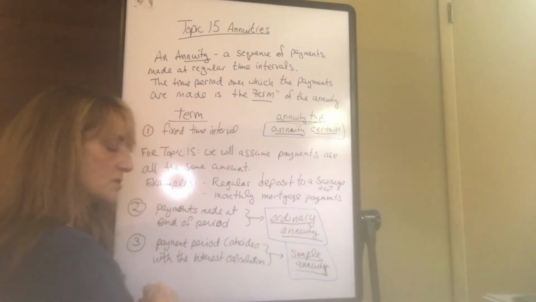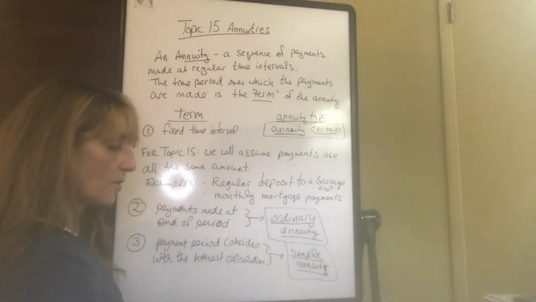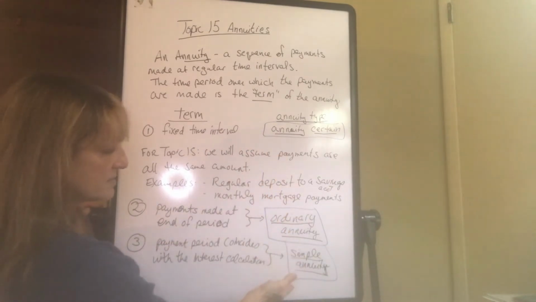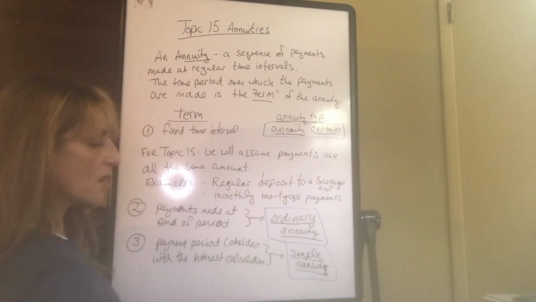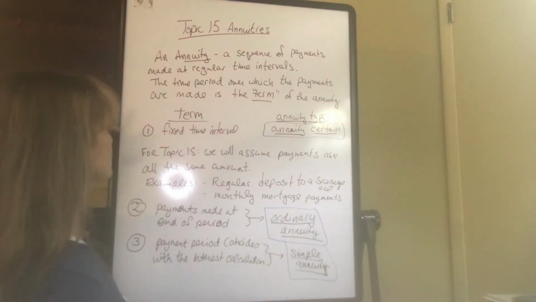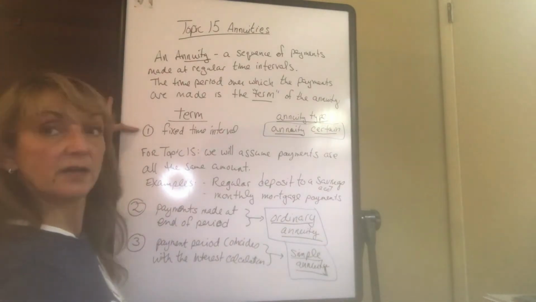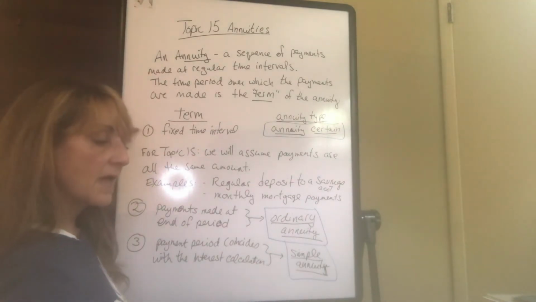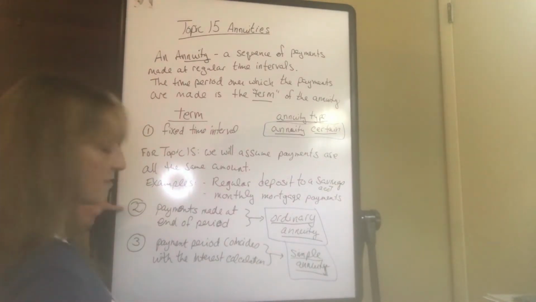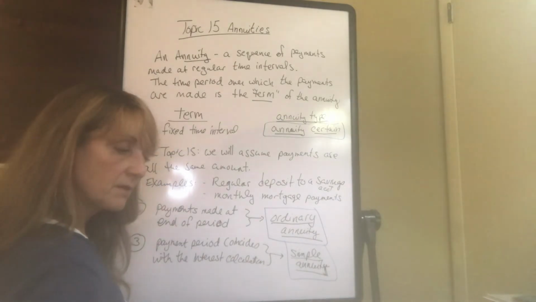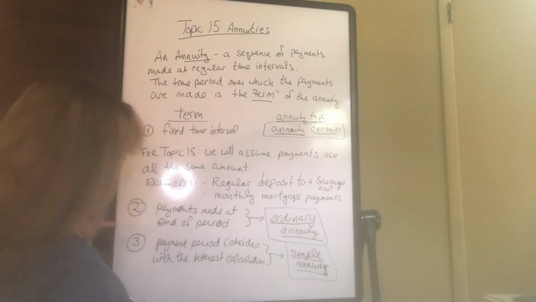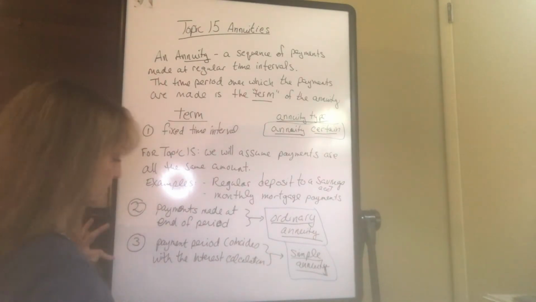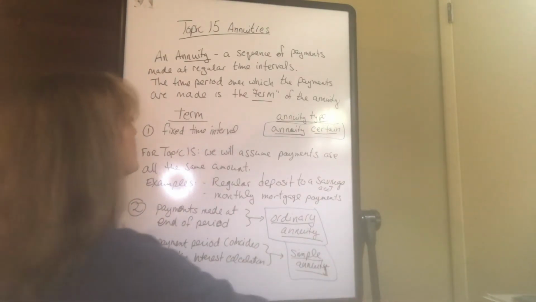Okay, so when we talk about these kinds of annuities that are certain, ordinary, and simple, what we mean is the terms are given by fixed time intervals. Their periodic payments are equal in size, the payments are made at the end of the payment period, and the payments coincide with the interest conversion periods. Okay, so let's do an example.